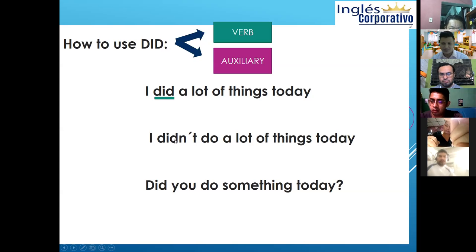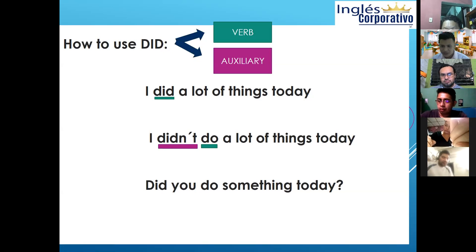Ahora, entonces este didn't está funcionando como verbo o como auxiliary? Auxiliary, really good, auxiliary, right? And this one? The verb. Yeah, like a verb. Pero ¿qué pasa cuando negamos el pasado con el didn't? Verb in present. Se mantiene el verbo. Yeah, the verb. We're gonna have it in the present tense. Really good, nice. Okay, then we're gonna have the last example.